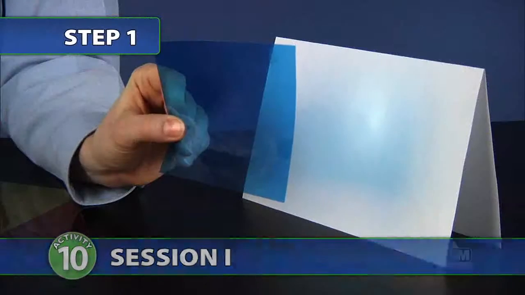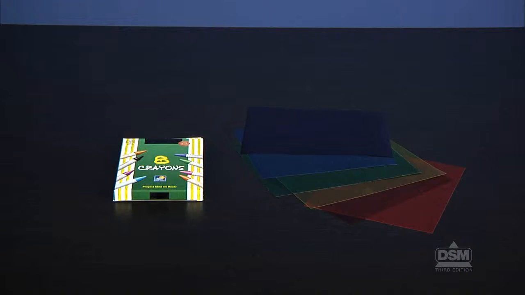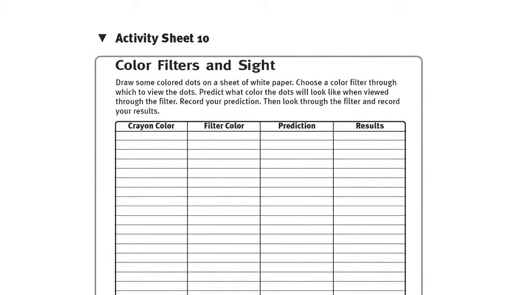To begin Session 1, recall that filters allow only certain colors of light to pass through them. Then inform students that they will be studying the effect that filters have on their sight. Next, divide the class into teams of 2 and distribute the materials. Give each student a copy of Activity Sheet 10. Invite students to explore their surroundings through the filters.